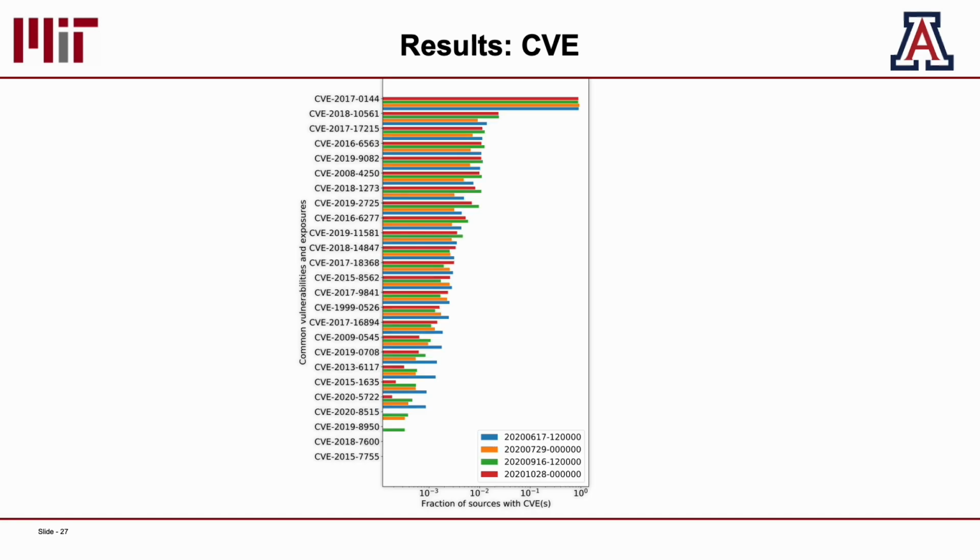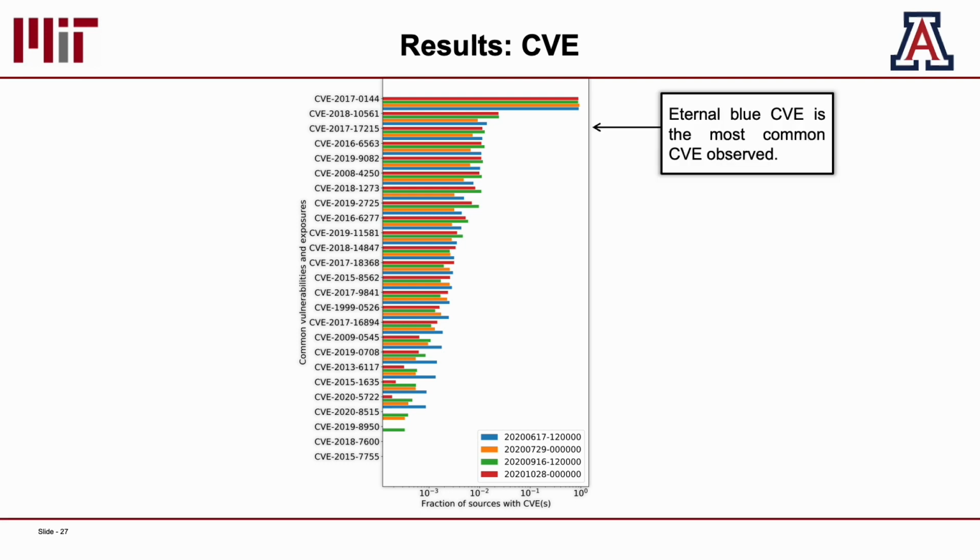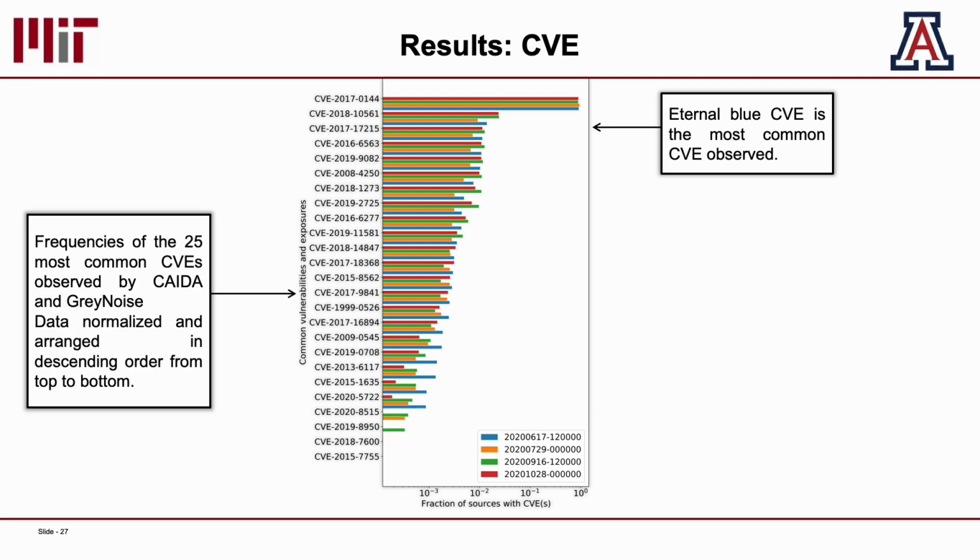This histogram shows the frequencies of the top 25 CVEs observed by CIDA and gray noise. This data, like all the other, was normalized. However, we arranged it in descending form from top to bottom for clarity. The results show that the Eternal Blue CVE is the most common observed CVE.